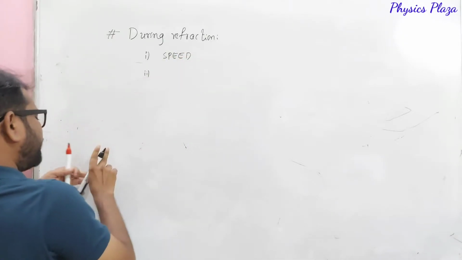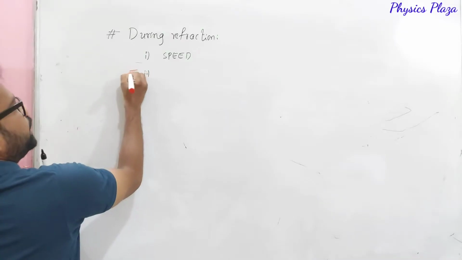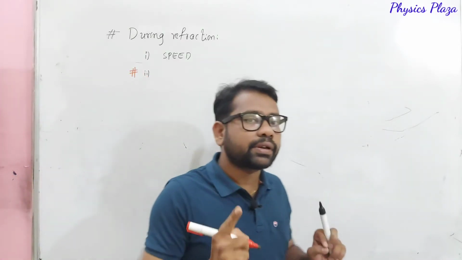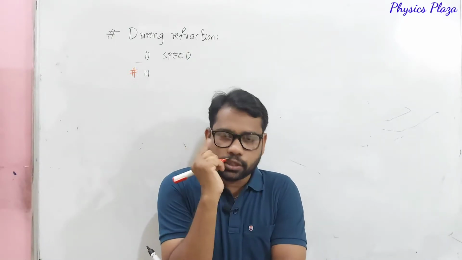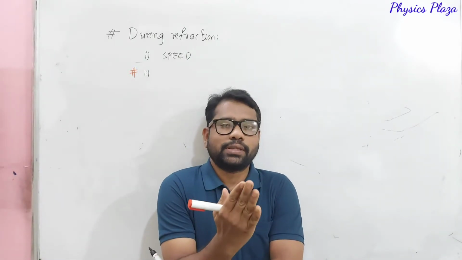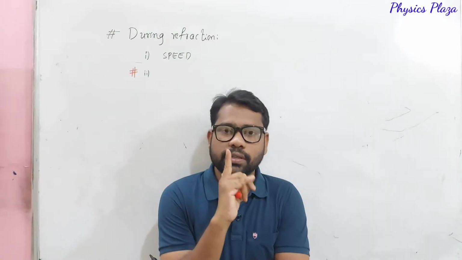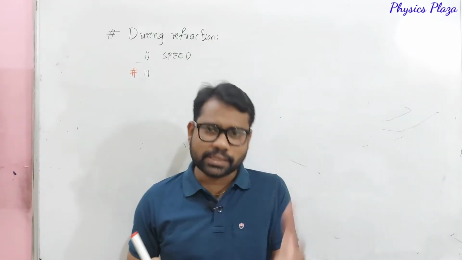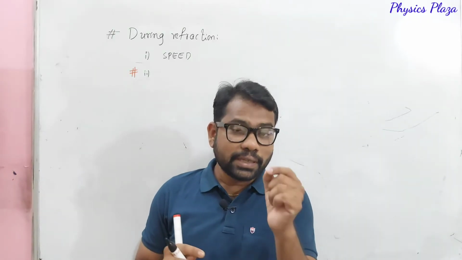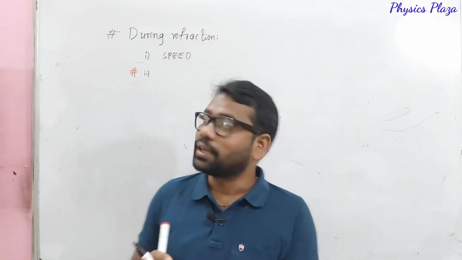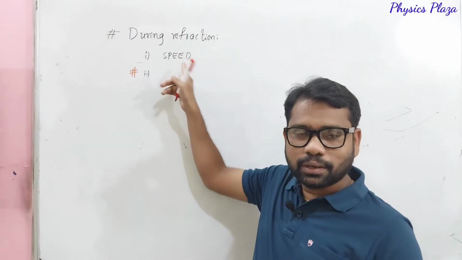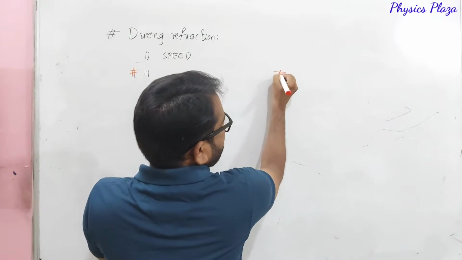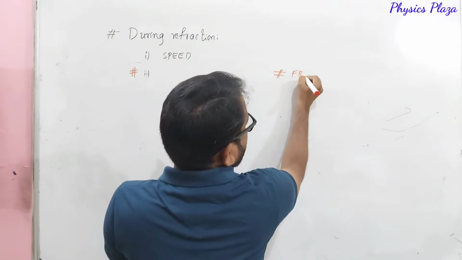Children, the second term is very important. What is that second term? It is all about frequency. In textbooks also it is given that frequency remains constant during refraction. Of course, it's true. Frequency does not change. Here speed will change, but whatever I am going to discuss now is about frequency. Children, this is very important.